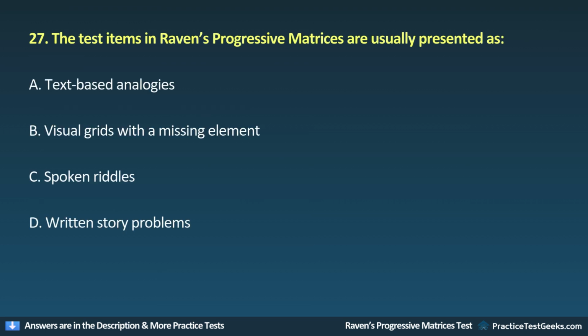27. The test items in Raven's Progressive Matrices are usually presented as: A. Text-based analogies. B. Visual grids with a missing element. C. Spoken riddles. D. Written story problems.